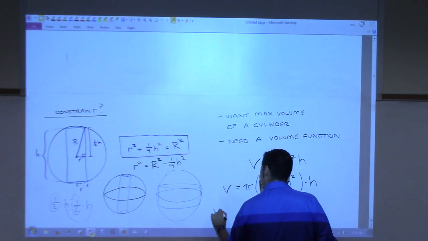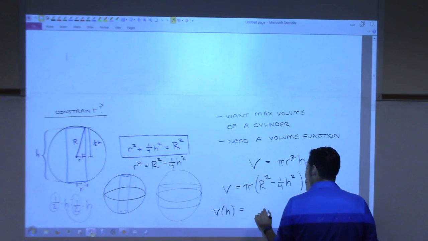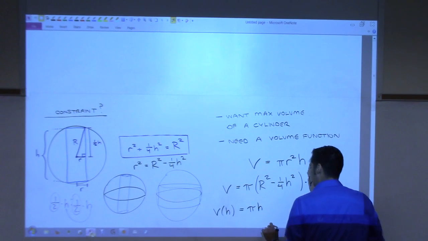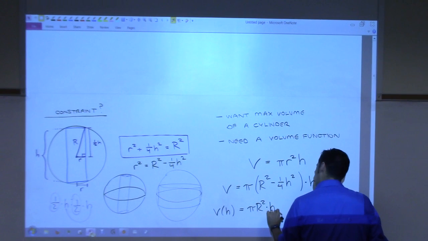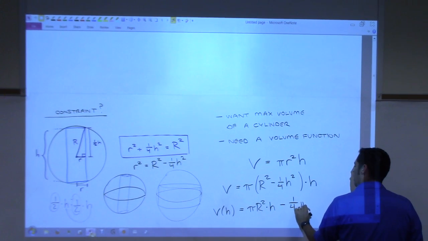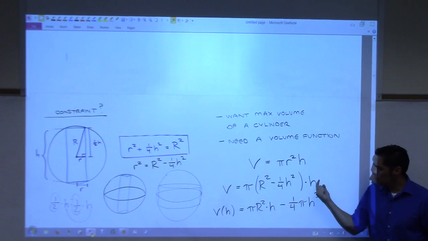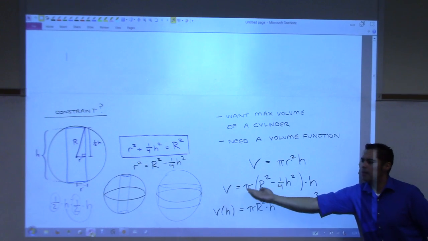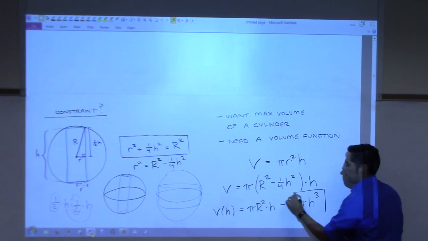So the volume is a function of h, and it is, let's see if you can handle this, pi capital R squared times h minus 1/4 pi h cubed. So all I'm doing is distributing an h through and distributing a pi through. Agreed? This is our volume function.